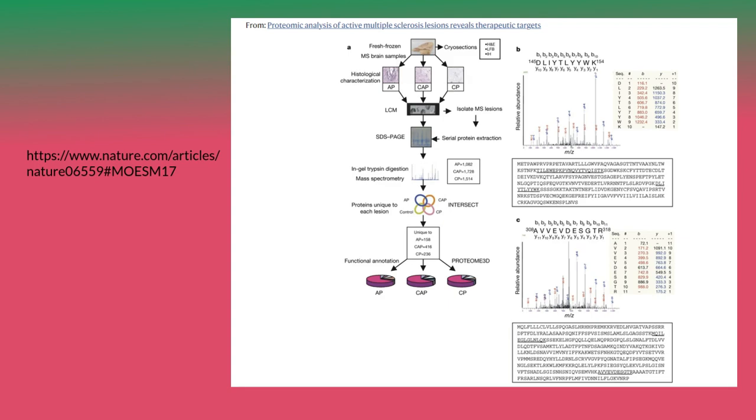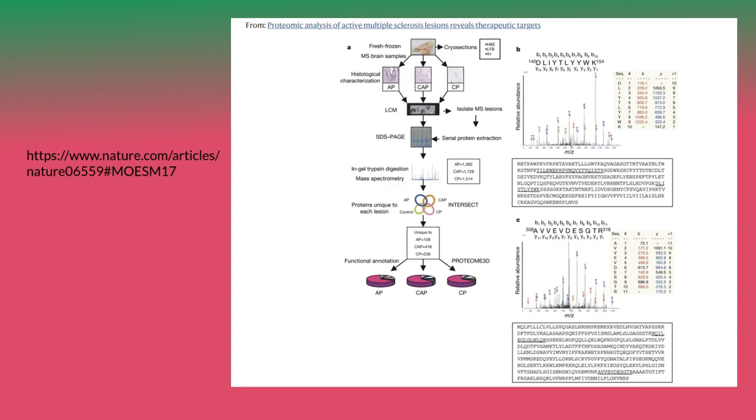This figure was from a paper that did analysis of multiple sclerosis. So this is proteomic analysis of multiple sclerosis lesions. Essentially what they did was they took fresh frozen multiple sclerosis brain samples, and then they cut them into slices for histological characterization, and then they did laser capture microdissection, which is what LCM is, to isolate the multiple sclerosis lesions. They did serial protein extraction on the SDS-PAGE. They did some mass spectrometry on it, and then they found the unique APs, CAPs, and CPs.